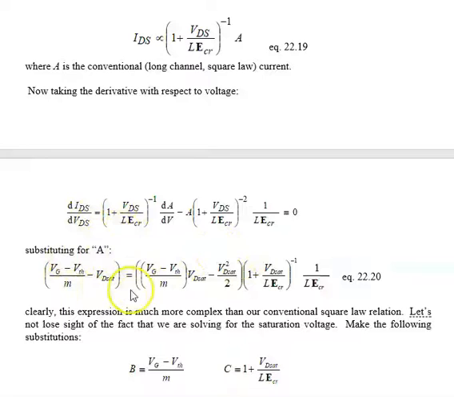First we substitute for A, and we still have some constant. This is the constant here, and this is not a constant, but because we're looking for VD sat, we can call this a constant. We define that as our constant C.